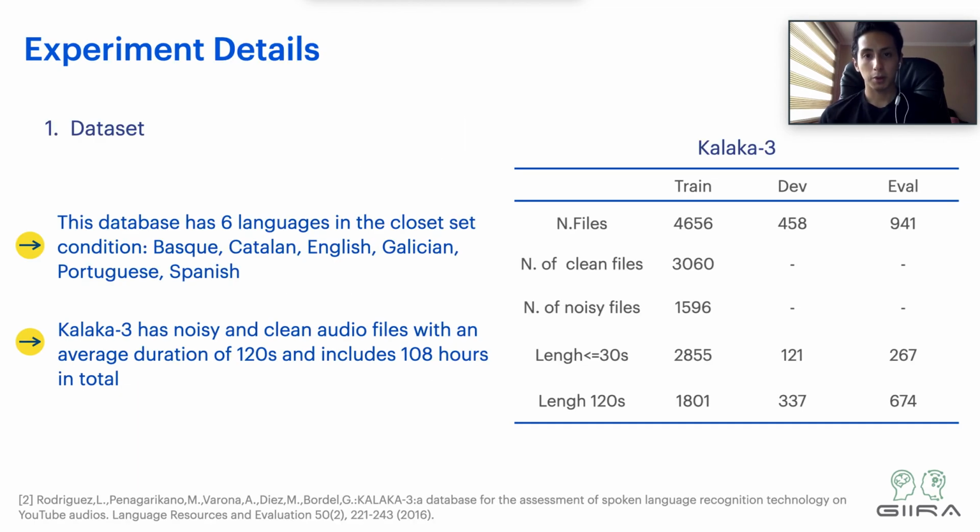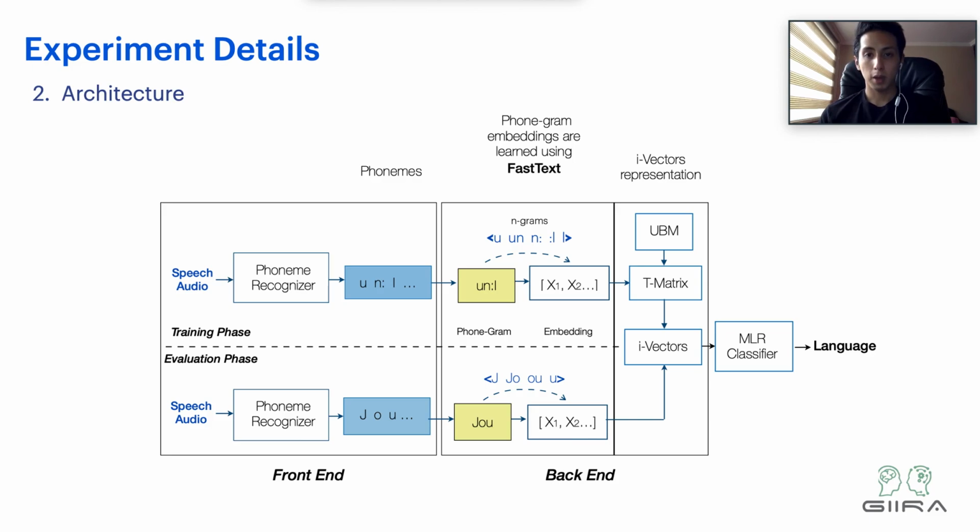So for our experiments, we use a database that is called Albayzin, where we have a training set, a development set, and an evaluation set with 6 types of languages, where we have Basque, Catalan, English, Galician, Portuguese, and Spanish. So to make our experiments, we use this architecture that is divided into 2 parts. Firstly, we have the front end, and second, we have the back end. Each of these parts will be presented in a more detailed way in the following sections.